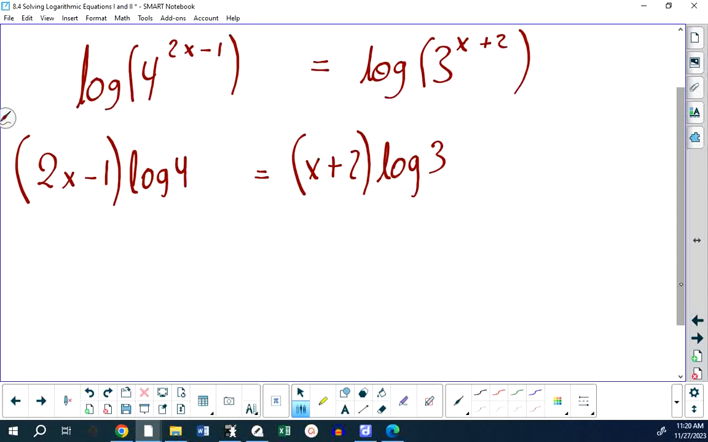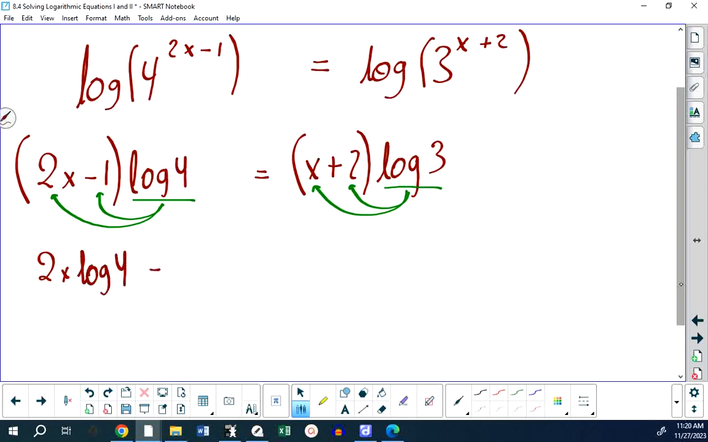So hopefully that will trigger the idea that you need to multiply this out so that you have x terms and you have number terms. So I need to multiply this in, and I need to multiply this in. I got to make a mess of it before I clean it up. So I'm going to get 2x log 4 minus 1 log 4. And that 1 isn't necessary. And then x log 3 plus 2 log 3.